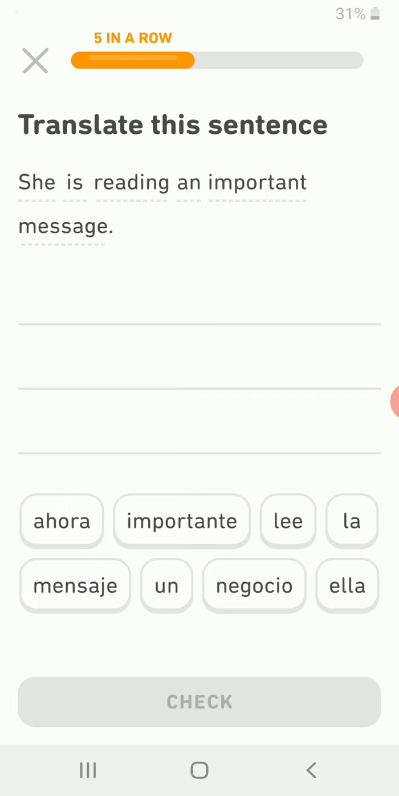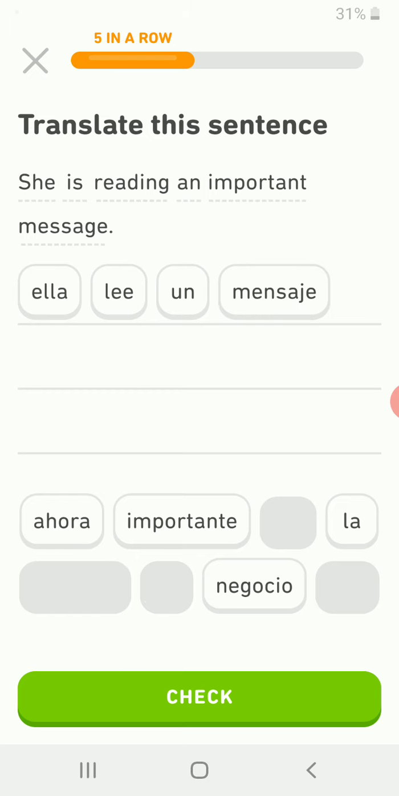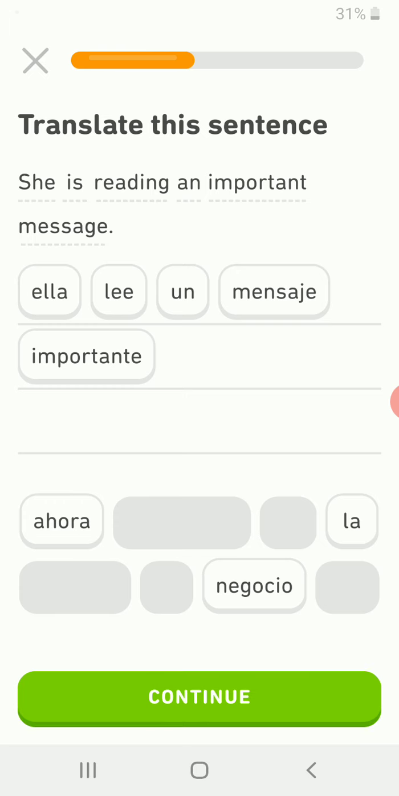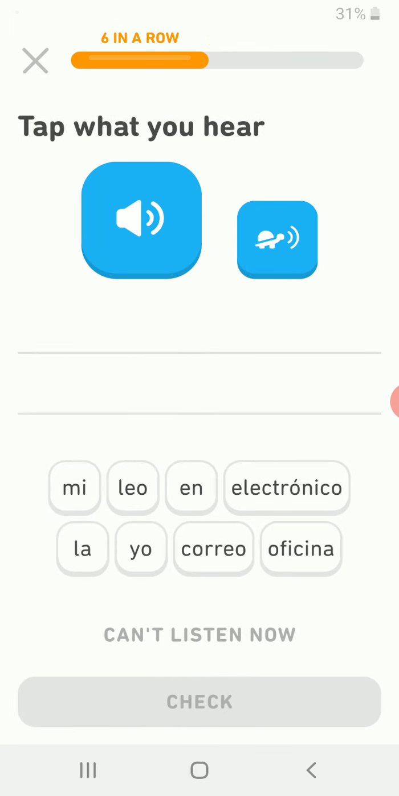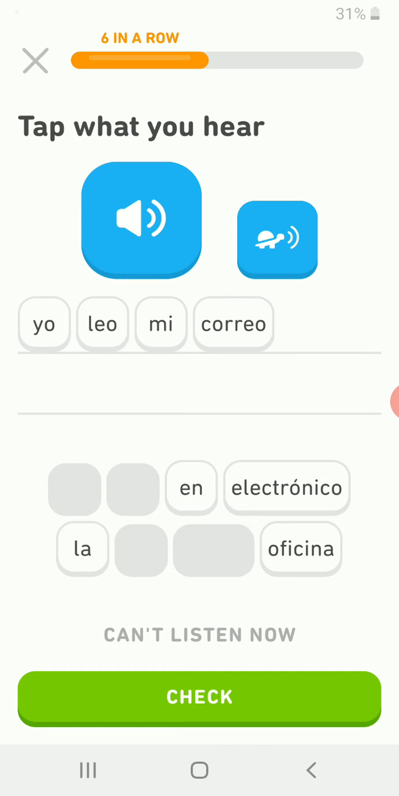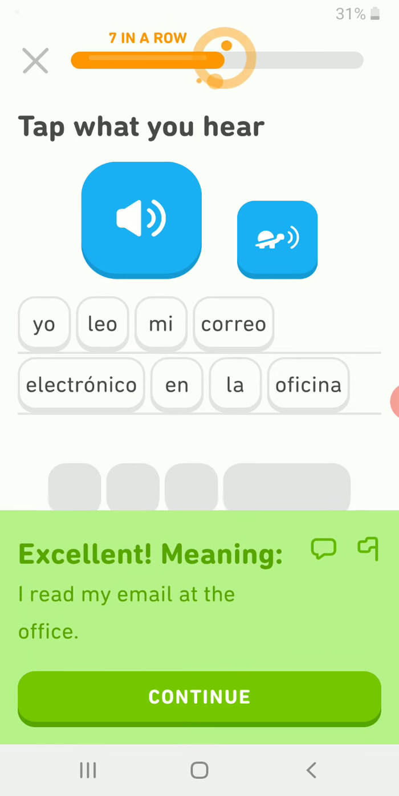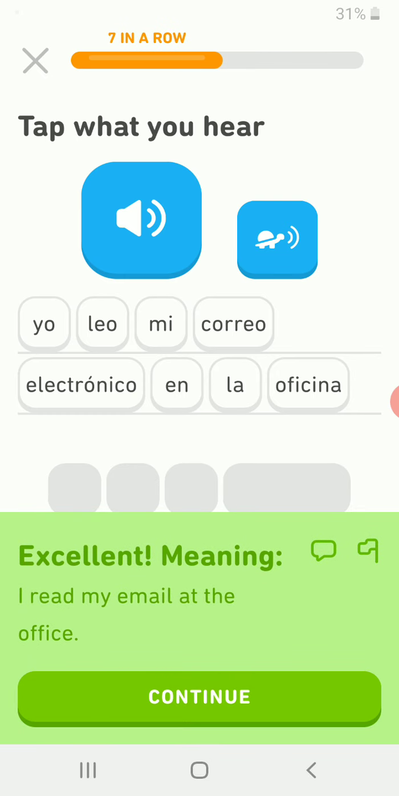And she is reading an important message. Ella lee un mensaje. It's message. Importante. Important. Yo leo mi correo electrónico en la oficina. So I read my emails. My email, sorry, because it's singular, at the office.